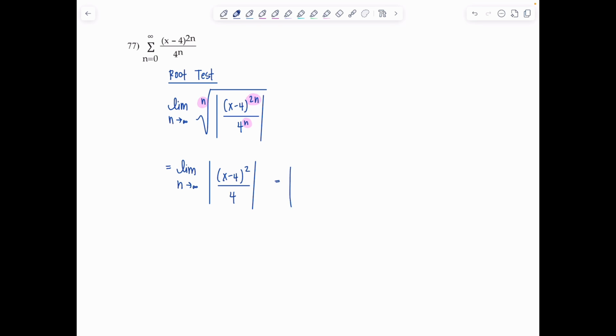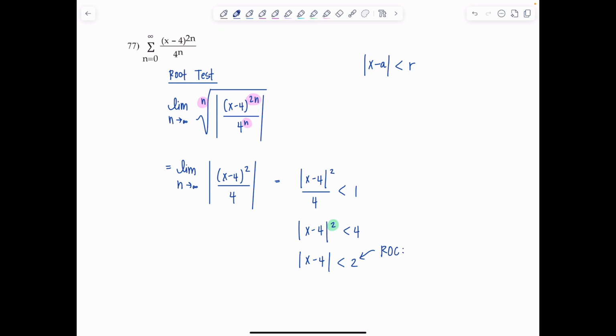Oh, how peculiar. Let's split the absolute value up, actually. I want to write it like this. X minus 4 squared over 4, right? Because the denominator's already just a constant. And we did the root test. I need this limit to be less than 1. So let me multiply the 4 over. So we have x minus 4 squared is less than 4. But remember, when you're finding your radius of convergence, it has to be in the form absolute value of x minus a is less than r. It's not yet because there's this squared here. So let me take the square root of both sides. Then this means absolute value of x minus 4 is less than 2. Boom. There's my radius of convergence. And then this guy is centered at 4.